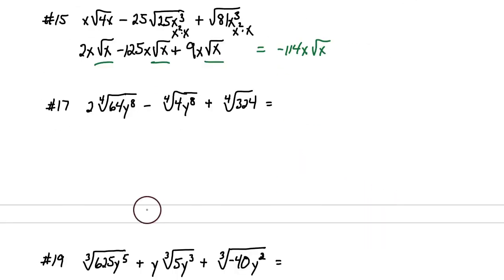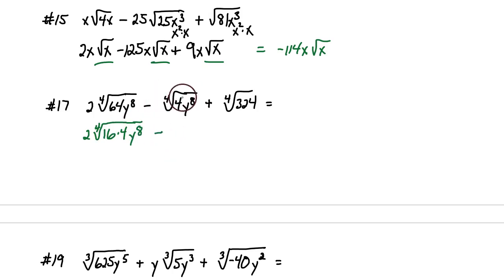Number 17, again, an adding and subtraction problem involving radicals. Let's try to create like radicals. Let's work on the first piece. 64 is not a number that you can take the fourth root of and get an integer result. So we need to do some factoring. Let's rewrite this as the fourth root of 16 times 4, and then keep the y to the 8th power.